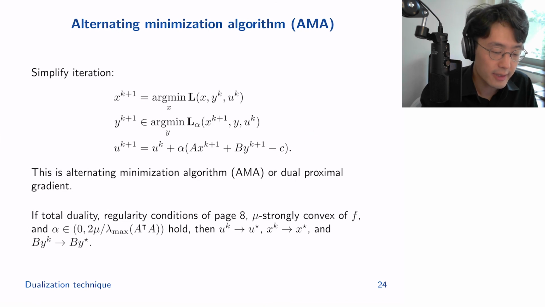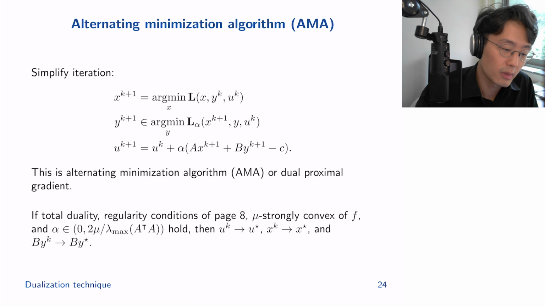Now, note that the difference between AMA and ADMM is that in the first step, we are minimizing the Lagrangian rather than the augmented Lagrangian. In the second step, we are minimizing the augmented Lagrangian. In contrast, in ADMM, we were minimizing the augmented Lagrangian in both steps.